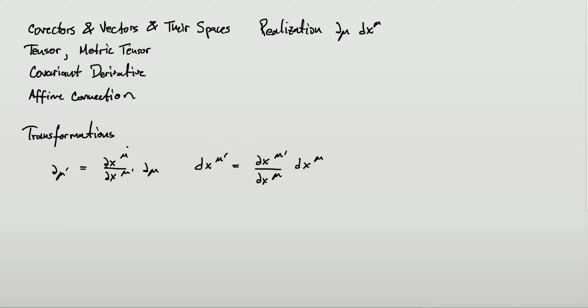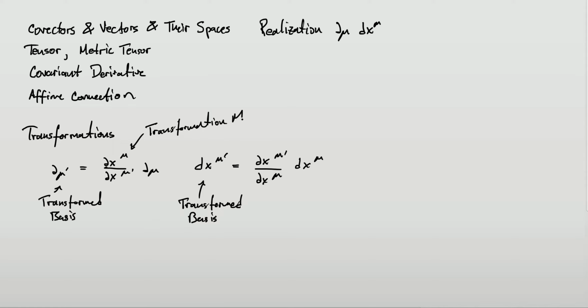So these apostrophes here mean this is in the transformed basis. This here is in the transformed basis. This right here is the transformation. This is the transformation, and it's a matrix, a transformation matrix. And these guys are in the old basis. This is in the old basis.